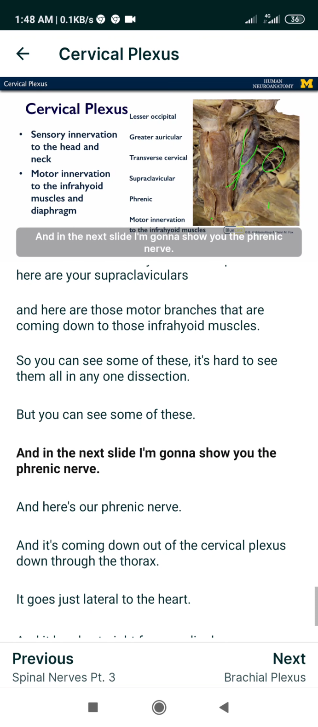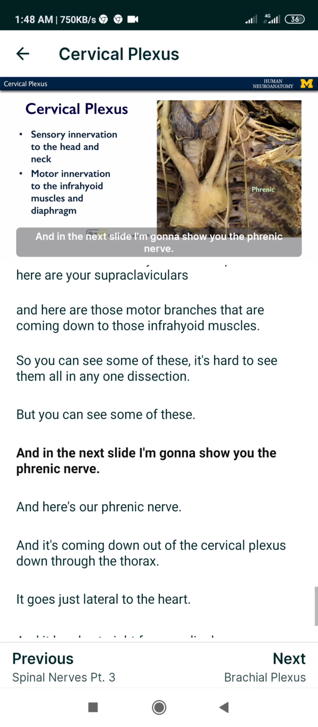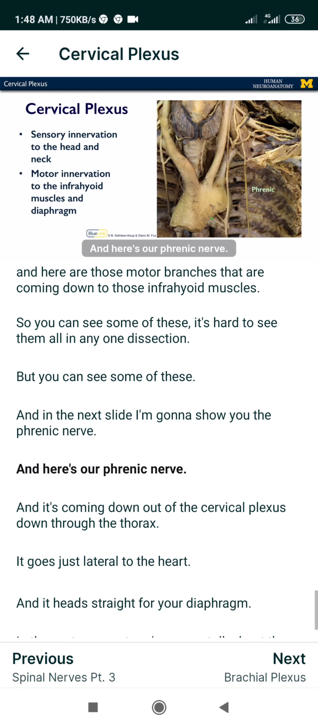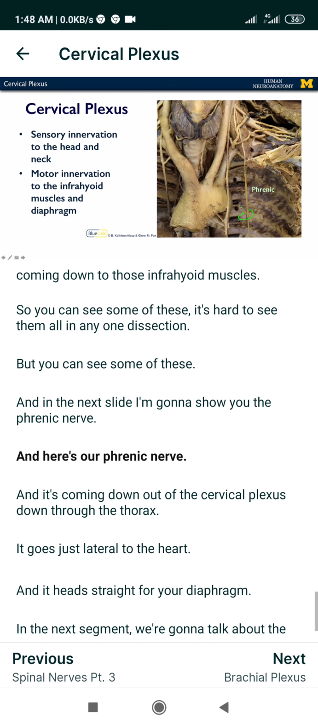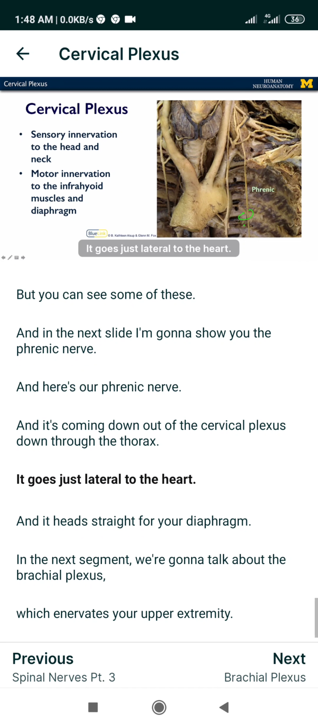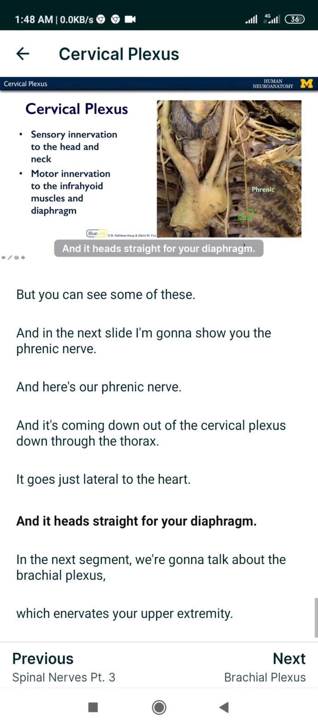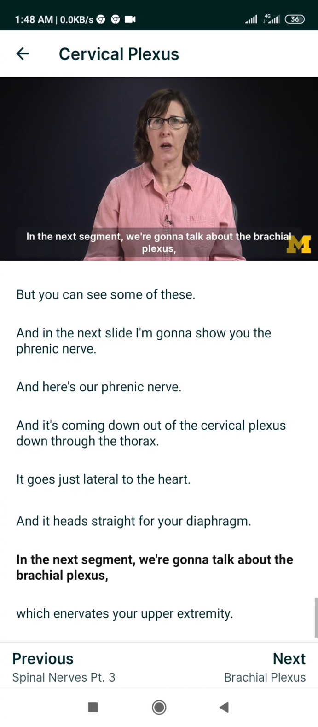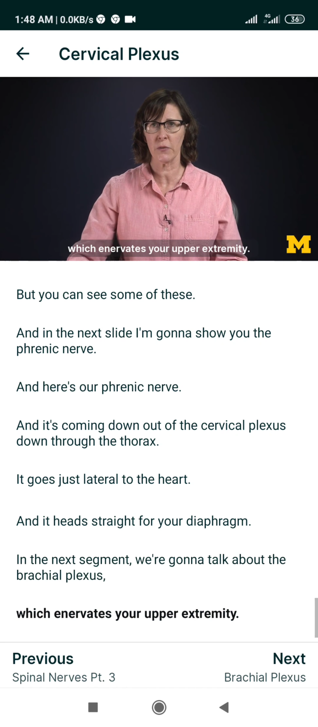In the next slide, I'm going to show you the phrenic nerve. And here's our phrenic nerve. It's coming down out of the cervical plexus, down through the thorax. It goes just lateral to the heart, and it heads straight for your diaphragm. In the next segment, we're going to talk about the brachial plexus, which innervates your upper extremity.